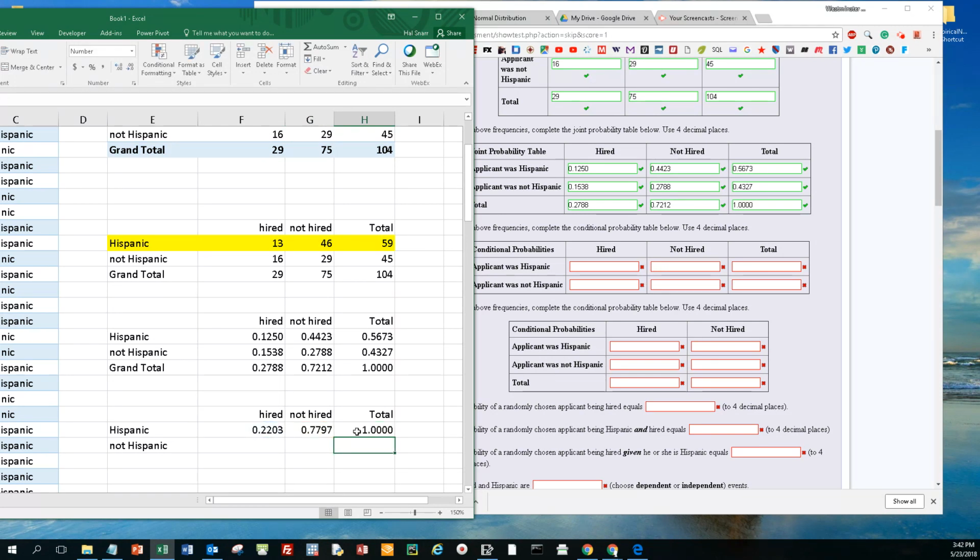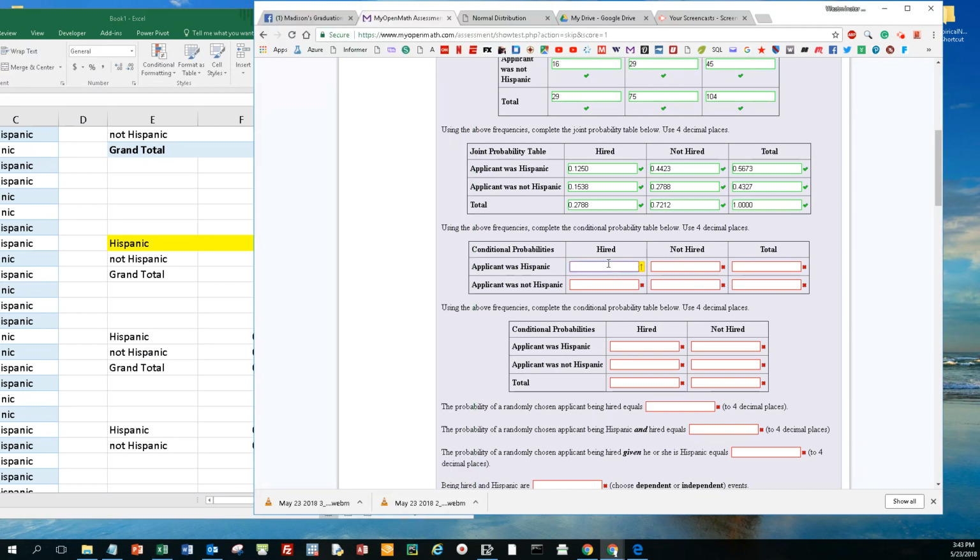Okay. So if I drag this down, it's kind of cool. I look at this. I got 16 non-Hispanics hired, and there were 45 non-Hispanics. So what this is down here is the probability that an applicant was hired given they're not Hispanic. This right here is the probability that an applicant was not hired given they were not Hispanic. And again, these add up to 1.